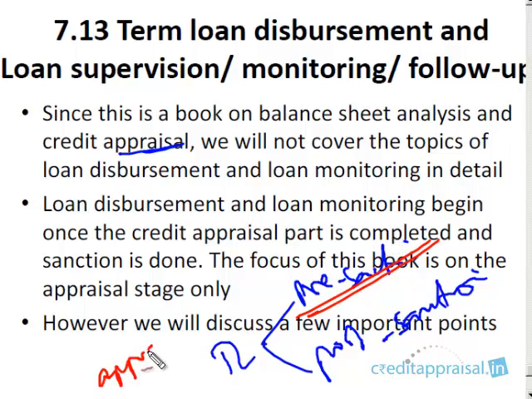The pre-sanction is the appraisal stage, where you look into various factors, the financials of the company, the management, the quality of the management, and various other factors, and determine whether this is a project that is worth financing, whether the bank can take up this project and finance it. This is the appraisal part.